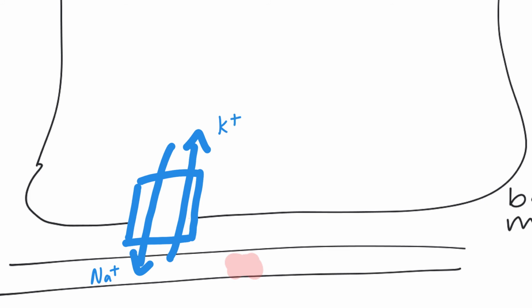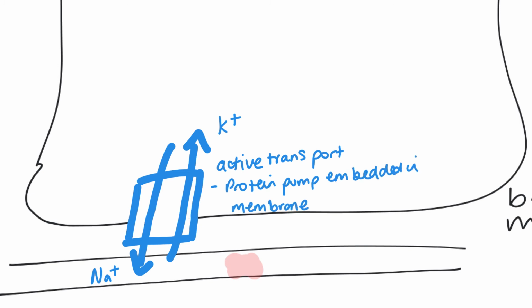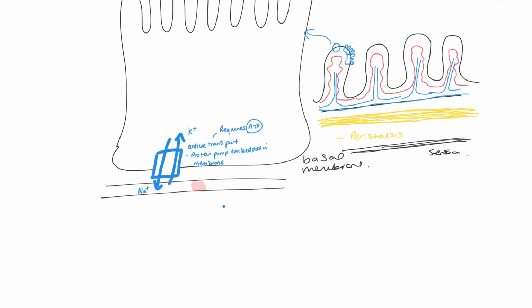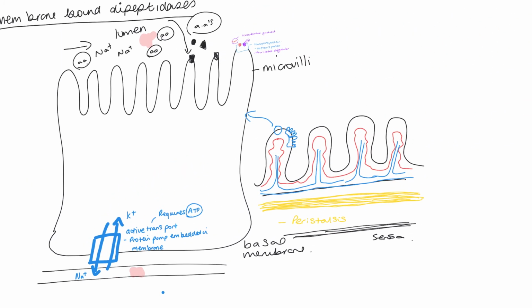This is a co-transporter. It moves sodium ions out of the epithelial cell, and it moves potassium ions into the epithelial cell via active transport. So just think about that for a minute. This movement of the sodium ions into the capillary requires ATP. And that ATP comes from respiration, aerobic respiration.